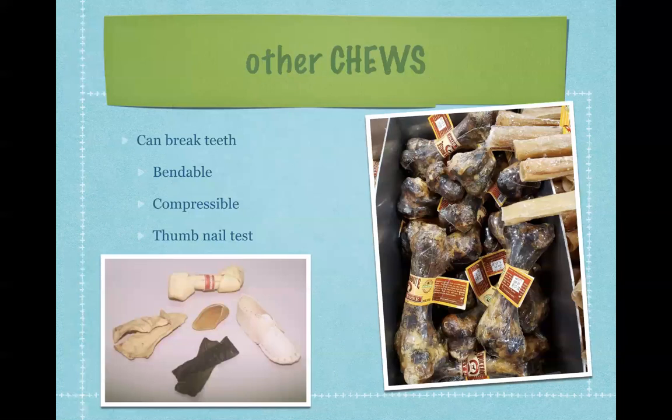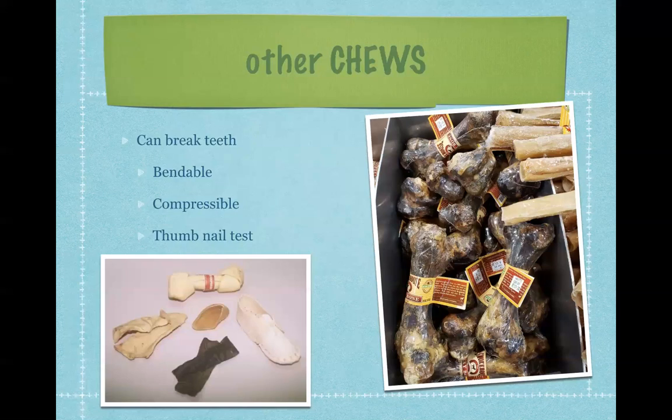Otherwise, we want to make sure if you're using a chew that you use something that passes the chew test. Are they bendable? Are they compressible? Basically, it's a thumbnail test. If you can indent your thumbnail into it and it compresses or makes an indentation, we're good. But if your thumbnail bends or breaks, then it's going to have a high chance of breaking the tooth.